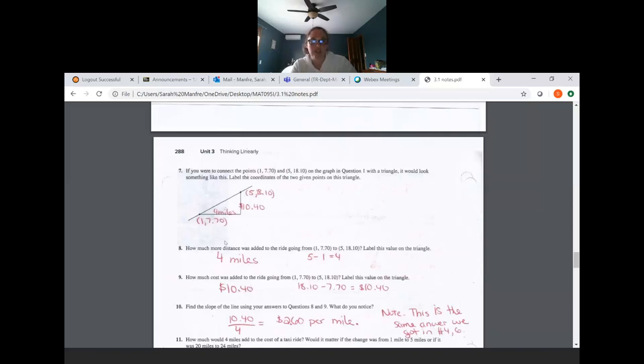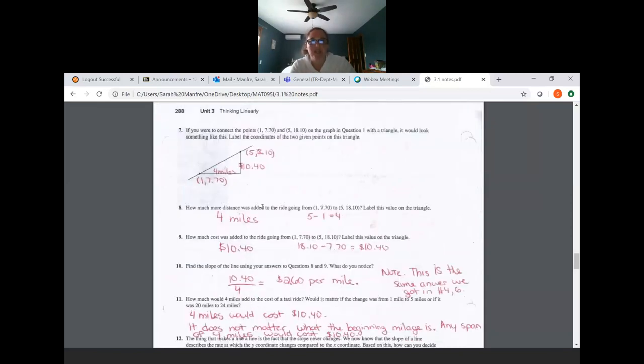So I took the 5 minus 1, those are my two x values, which is 4, and I put 4 miles right here going on this line. And for question 9, I subtracted my two y values, which gave me $10.40, and I wrote it right over here. Find the slope of the line using your answers from 8 and 9. Take your two answers, divide them, make sure y goes on top. And I just want you to note that this is the same answer that we got in question number 4 and 6, $2.60. That's the slope of the line.